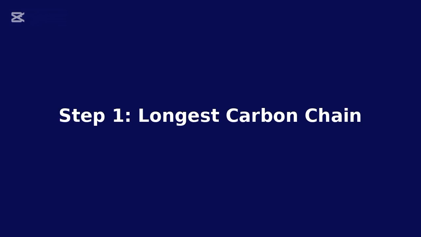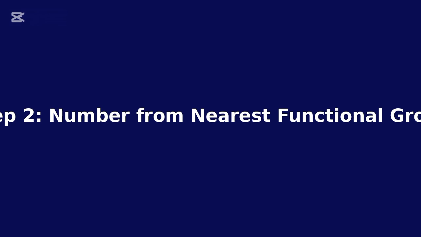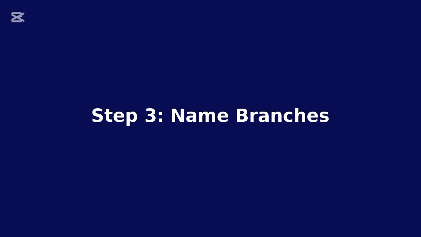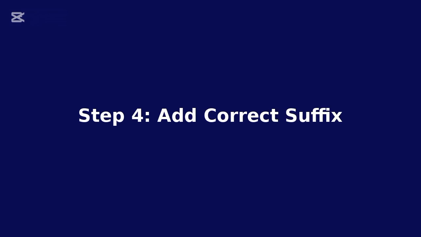You have IUPAC naming rules. Step 1, consider the longest carbon chain. In naming them, you have to count the number of carbons, numbering from the nearest functional group, that is from the end. We also have the third step here: name the branch. And the fourth step here, add the correct suffix. The correct suffix must be added.